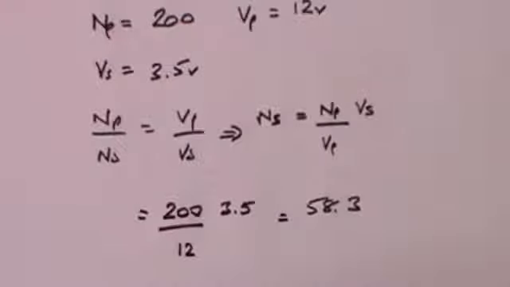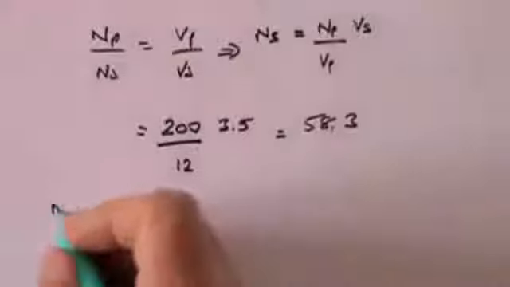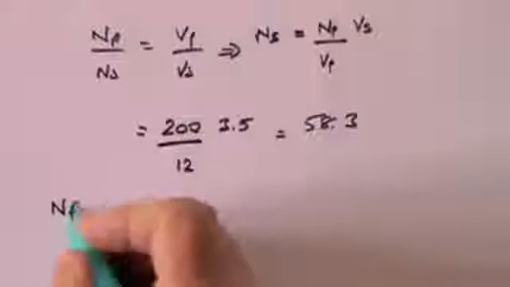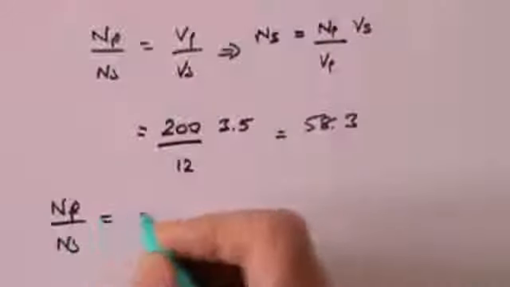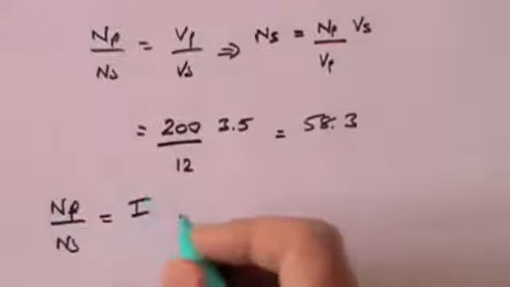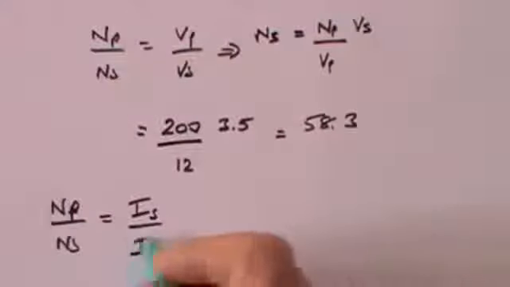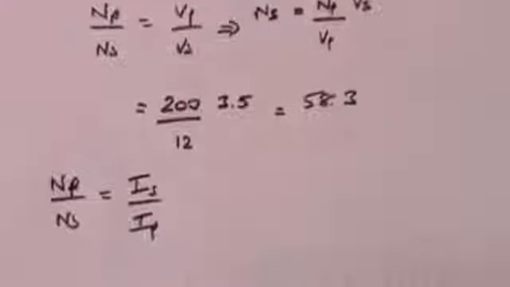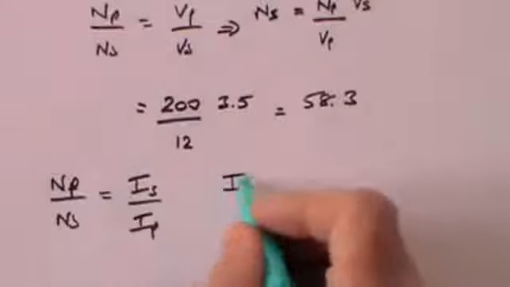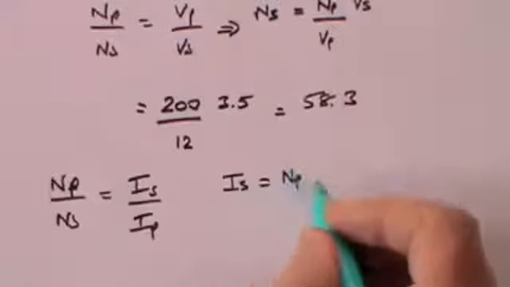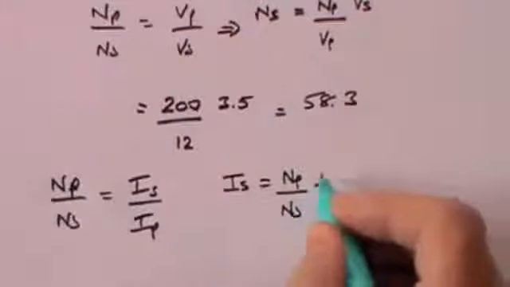Part 2 of the question, if the current through the primary is 2 amps, what is the current through the secondary? Well, here we need the formula that N primary divided by N secondary is, and now for current it's the other way up, so it's I secondary divided by I primary. What we don't know is the current in the secondary. The current in the secondary will be N primary divided by N secondary times I in the primary.